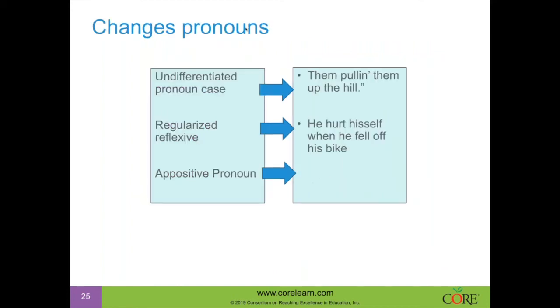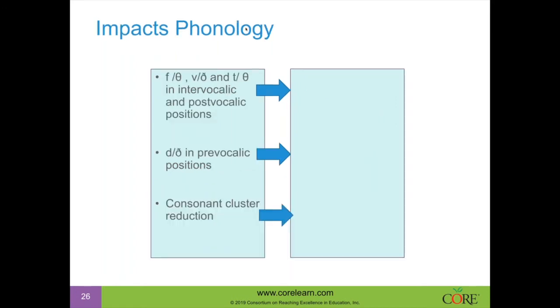It also changes pronouns. So the regularized reflexive is one you'll see a lot in kids, his self, she self, they self, and then the appositive pronoun, which is one of my favorite ones actually, is the case where the noun and the pronoun both appear together. So my mama, she, my daddy, he, my cousins, they, and in mainstream American English, you would use one or the other. It also impacts phonology, which becomes a concern certainly also with reading.